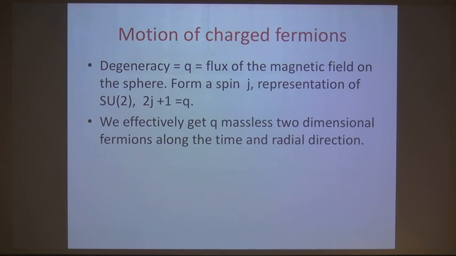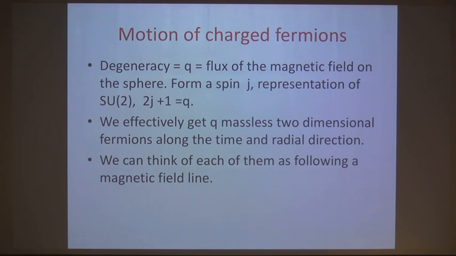Just from this single four-dimensional fermion, we get Q two-dimensional fermions. So fermions that move along the radial and time direction in this situation. This is one of the crucial ideas: when Q is large, we also get a large number of fields for free, without having to put in from the very beginning that we have a large number of fields. So we get this multiplier effect due to this degeneracy in the lowest Landau level.